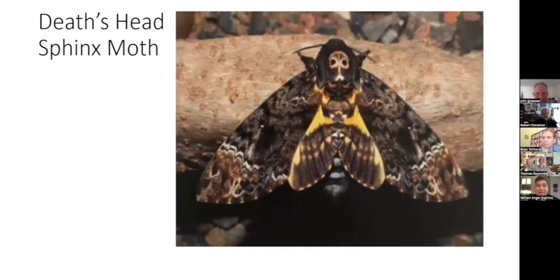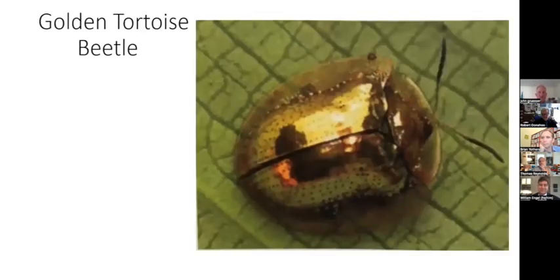Here is the death's head sphinx moth. There's a number of conjectures as to what insects Poe might have been thinking about in connection with the three stories. Here's one of the possibilities, the golden tortoise beetle for the gold bug, that very famous and very popular story by Poe.